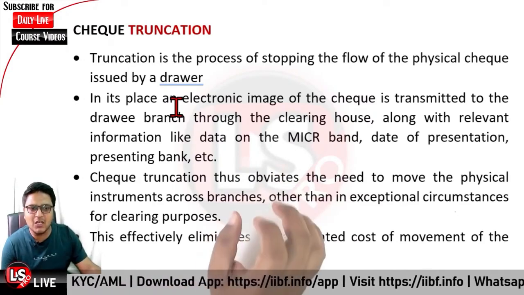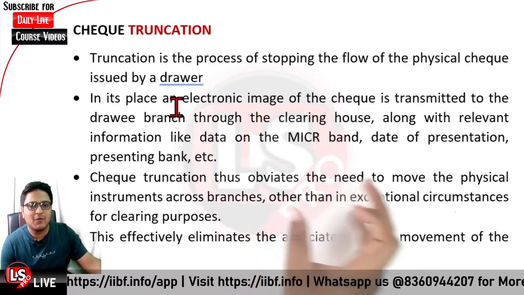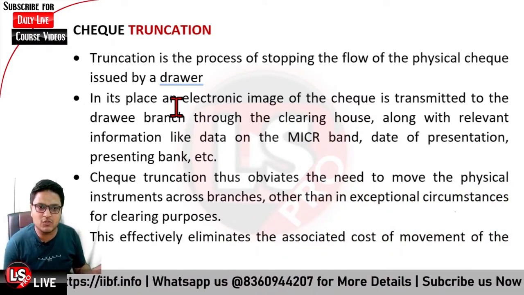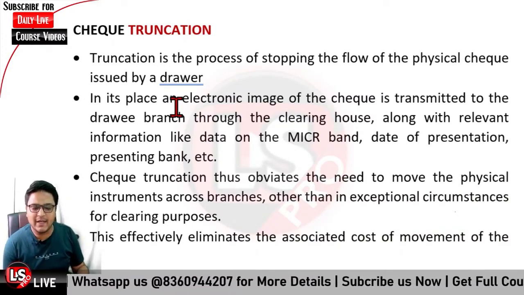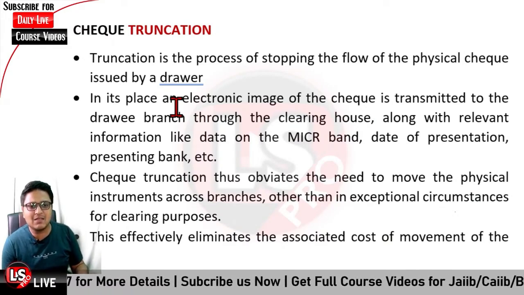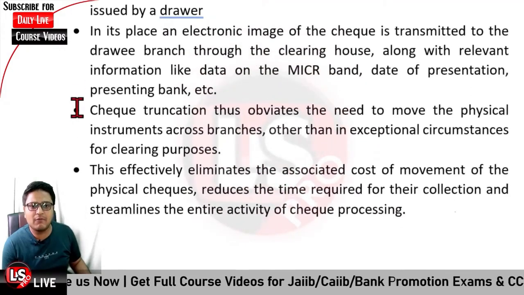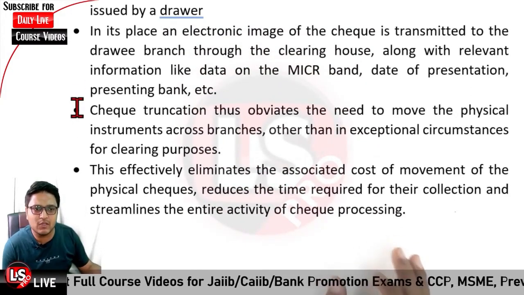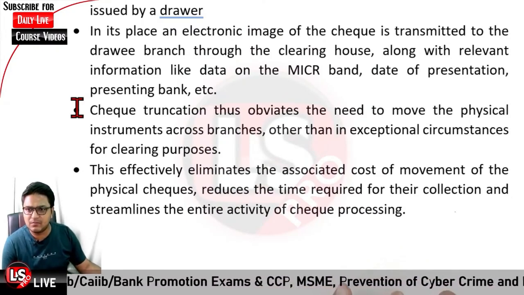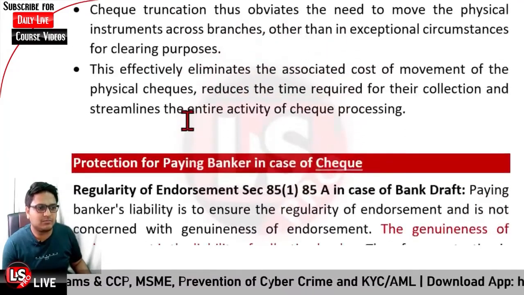So check truncation thus obviates what? It stops the physical movement of the instrument, and further you can effectively manage the cost associated with the movement of the instruments. Further, it reduces the time required for their collection and streamlines the entire activity of check processing. Is it clear? That is the concept of check truncation.